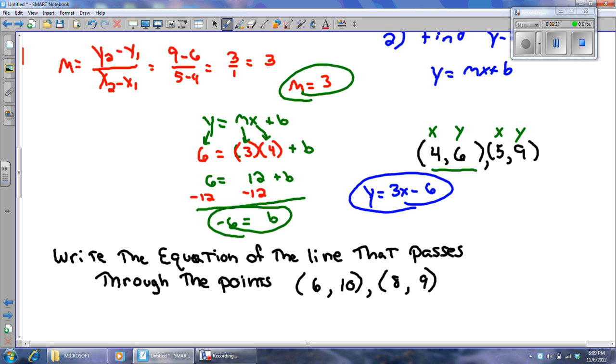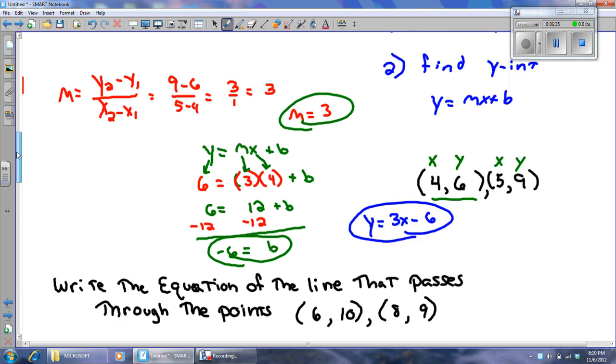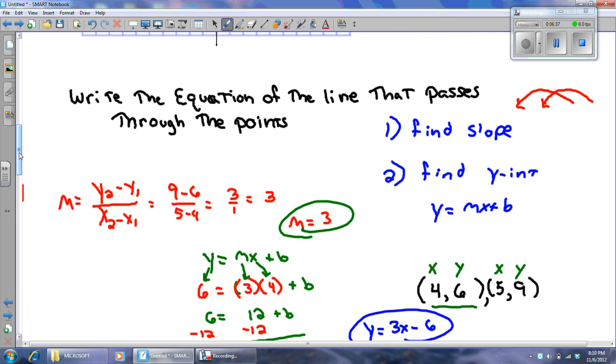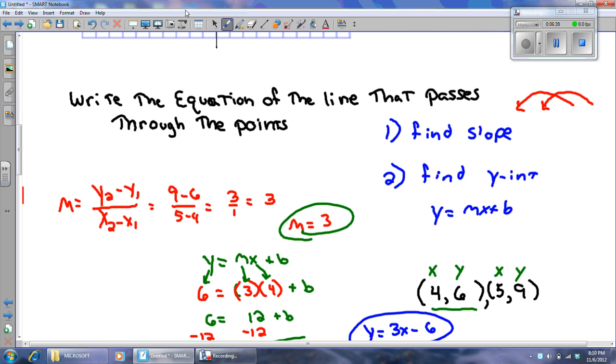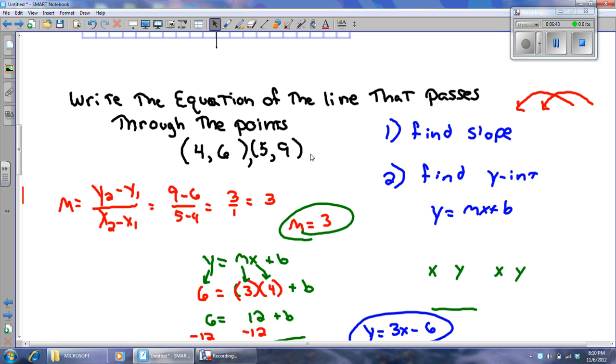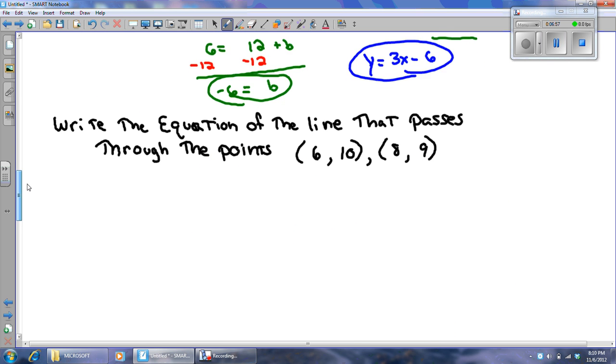I can have the 2 points, namely in this case 4, 6, and 5, 9. Got those 2 points. The first thing I did was find the slope, and then I picked one of the points, and I used the slope and the point I picked to find the y-intercept. Pretty cool stuff. Let's try another one.